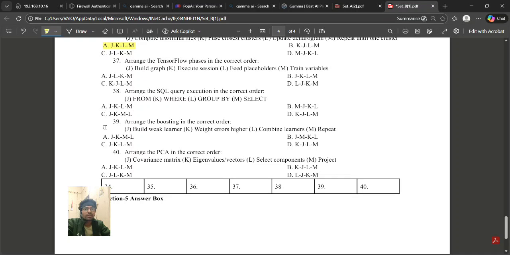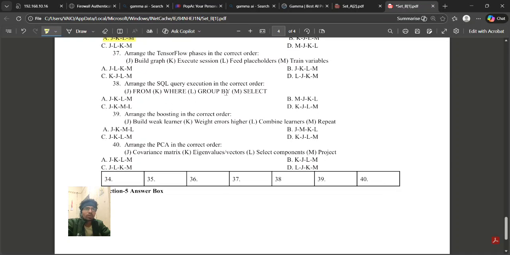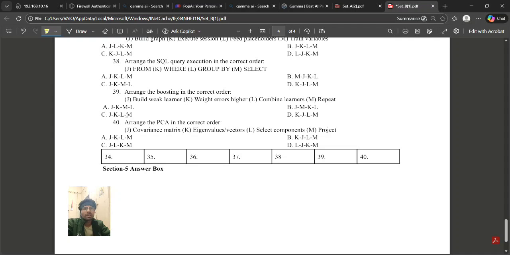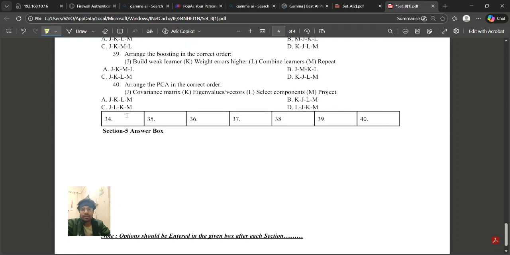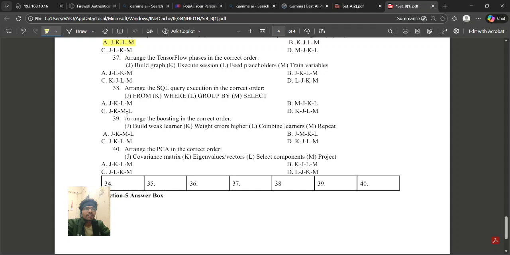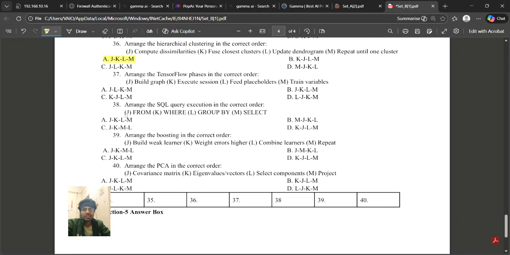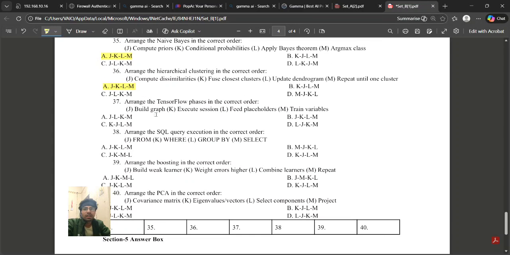Question number 37, arrange the TensorFlow steps in the correct order. First we need to build a computational graph, then we execute a session to run it, then feed data through placeholders, then train the variables during execution. Let me reconsider. You build the graph first. So the answer is B: J, K, L, M.